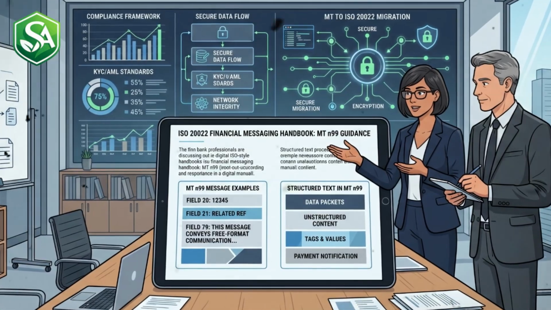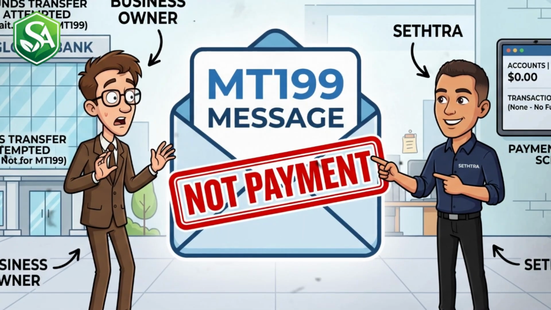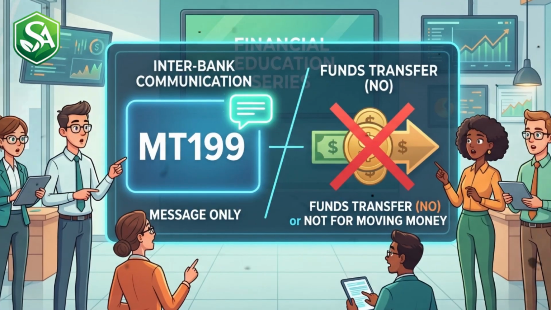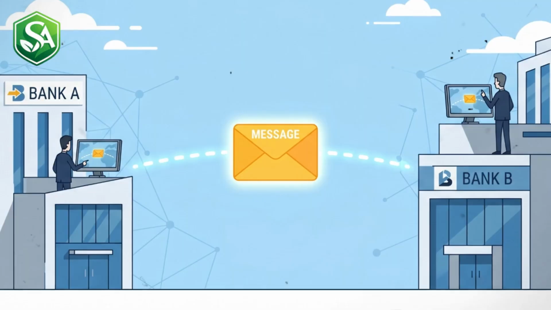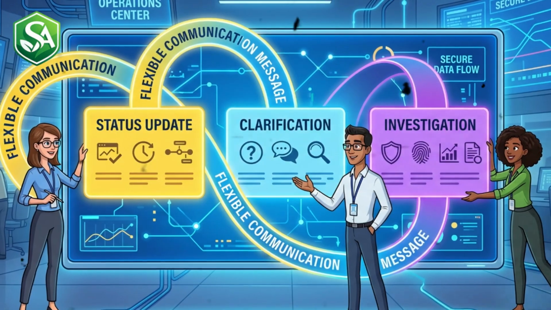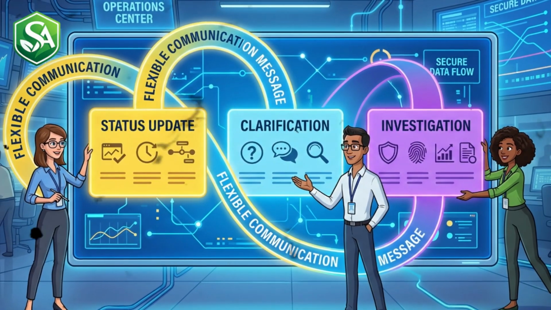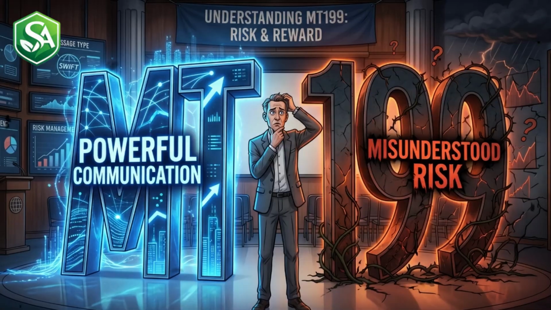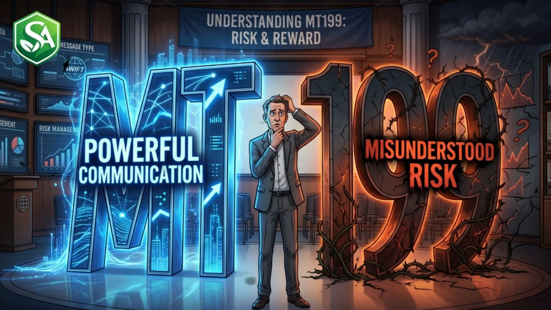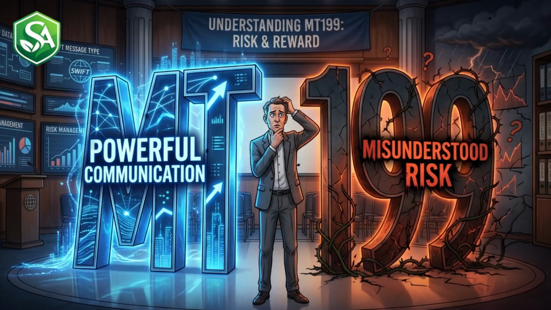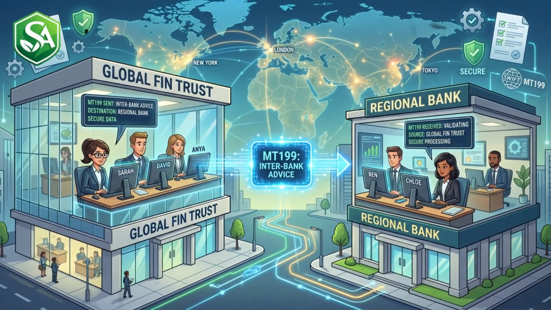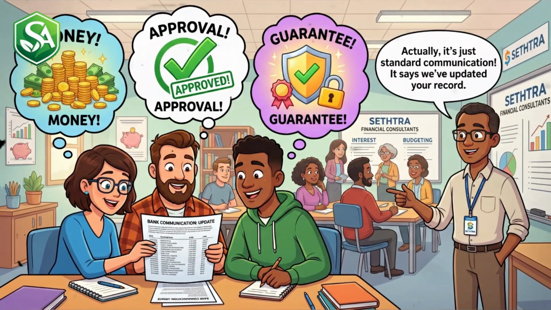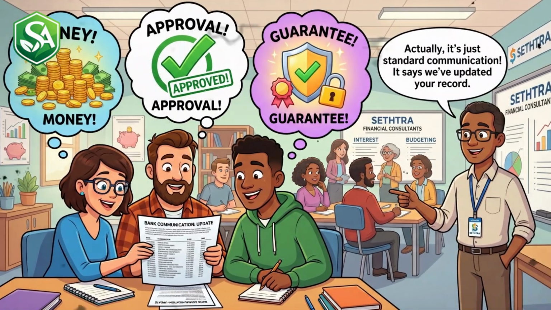So MT199 is not a payment. It is not a transfer. It is not settlement. It is not proof that funds arrived. It is a message. And more specifically, it is a flexible message used for communication. This is why MT199 is powerful and dangerous at the same time. Powerful because banks can use it to communicate special information. Dangerous because normal people often misunderstand what that information means.